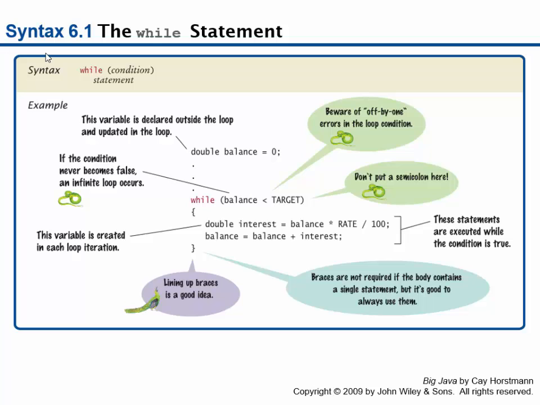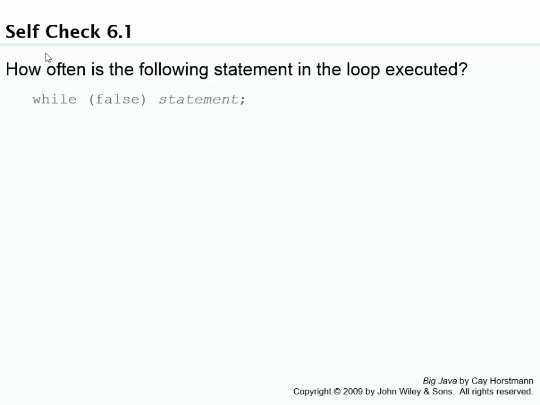So these only get executed while the condition is true. Once the condition becomes false, then it moves on to the next statement after the while loop. So whatever happens right here, that's where it jumps to once the loop terminates. So here's some self-checks. How often is the following statement of the loop executed? Well, false. Well, this is kind of silly. If it's already false, it's never going to execute the statement. Yeah, so never.